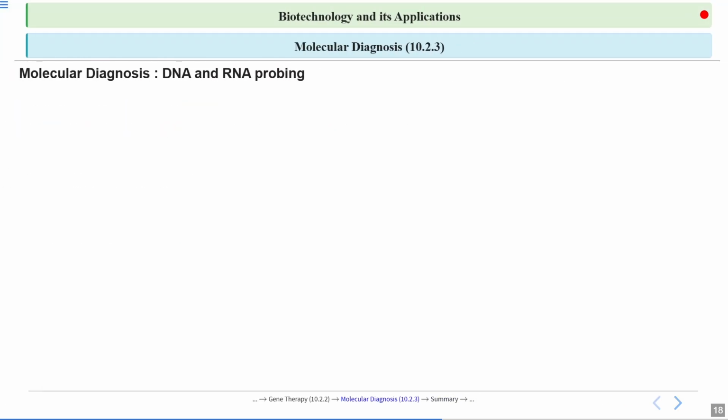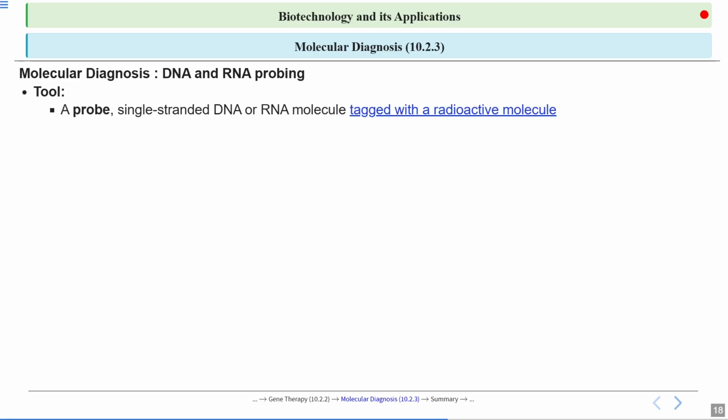Then there is something we call RNA and DNA probing. So what tool has been used? A probe. I think we have already studied this, but let's study it again. What is a probe? It is a single stranded DNA or RNA molecule which is tagged with a radioactive molecule, and this can bind to its complementary DNA or RNA sequence.